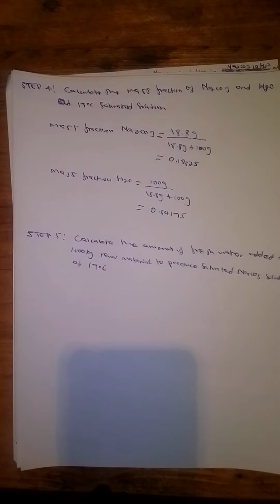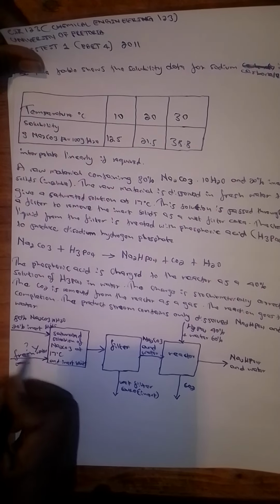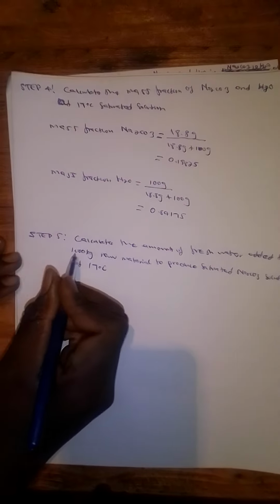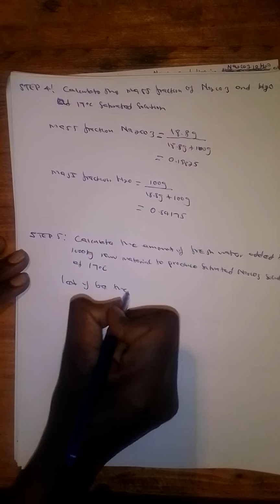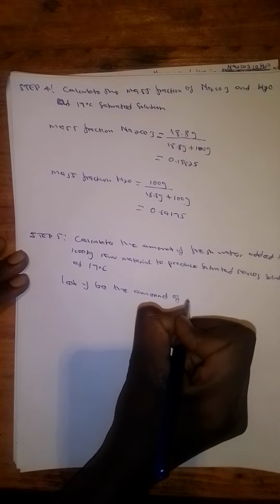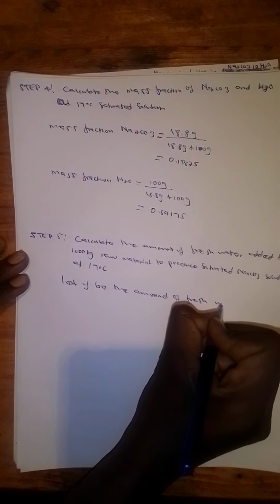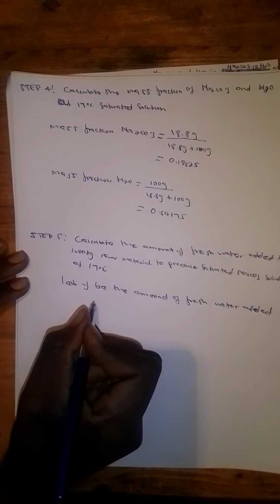And with that said, for us to get there, I want us to define this as y, because it's going to be unknown. So I'll just write it down: let y be the amount of fresh water added. Fresh water added, right?